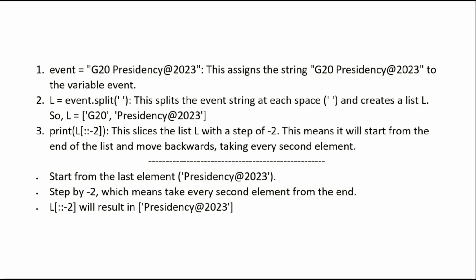Now print(L[::-2]). This slices the list with a step of -2, which means it will start from the end of the list and move backwards, taking every second element. So it will start from the last element, that is presidency@2023, step by -2, which means take every second element, which means it will take presidency@2023 again.